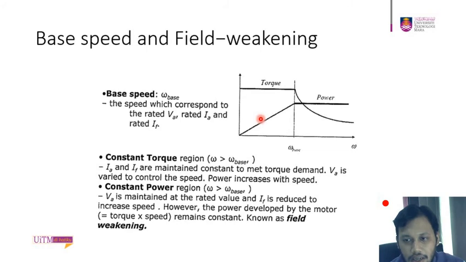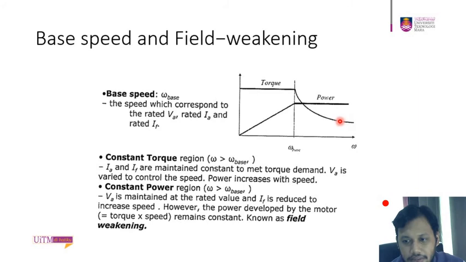And then you have another region, which is the constant power region. Here your speed omega is higher than the base speed. In this case VA is maintained at the rated value and IF is reduced. IF is reduced to increase speed. Here we call this field weakening.